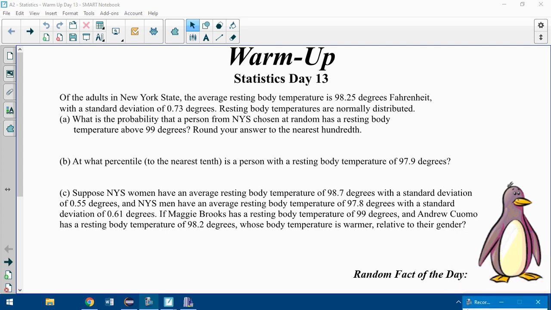Welcome to the last day of statistics, and it's a review day because tomorrow is the test. Take a minute and read through the warm-up. It's a question on normal distribution, and think about which question or questions you need to use these scores for versus which ones you don't. So go ahead, press pause, read through this, and see if you would know how to answer it.